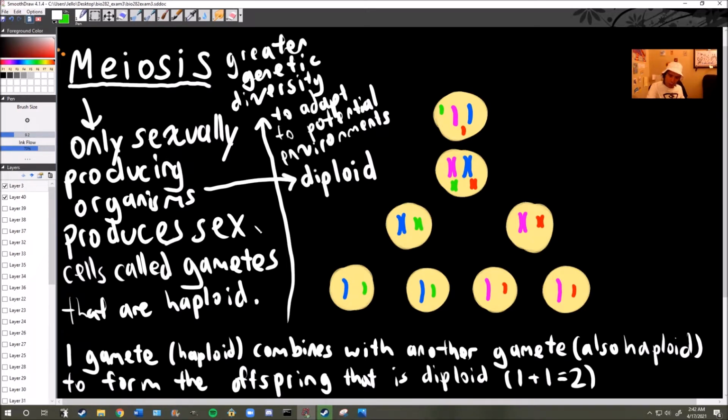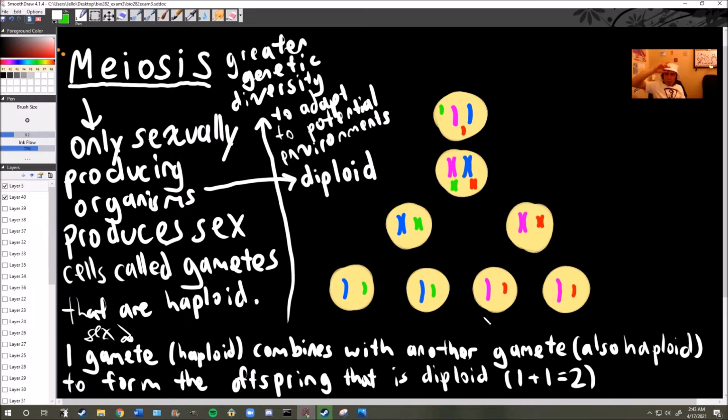Now, what is sex? Sex is where one gamete from one organism, which is haploid, combines with another gamete from another organism, also haploid, to form the offspring, which will be diploid. Now, why would it be diploid if it came from haploid stuff? Well, think about it. Haploid entails having one set of DNA, and diploid entails having two sets of DNA. If you combine one set of DNA with another set of DNA, you would get two sets of DNA. So that would be a diploid genome.